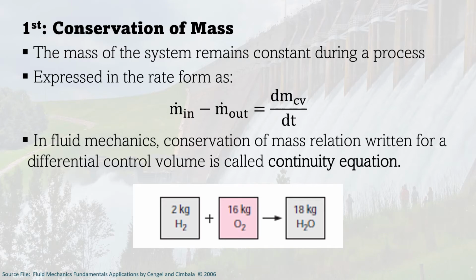Say for example, we have here 2 kg of hydrogen gas and 16 kg of oxygen gas. By conservation of mass, if you combine them, the resulting mass would be 18 kg since there is 2 kg of hydrogen and 16 kg of oxygen. So in this chemical process, the water has 18 kg in terms of mass. So that is the conservation of mass principle.